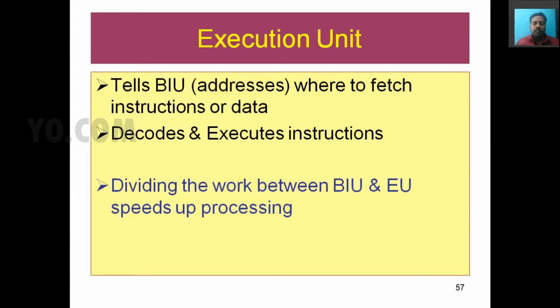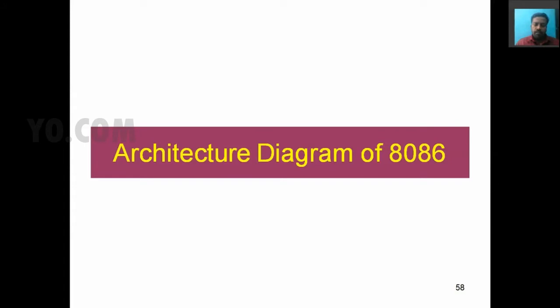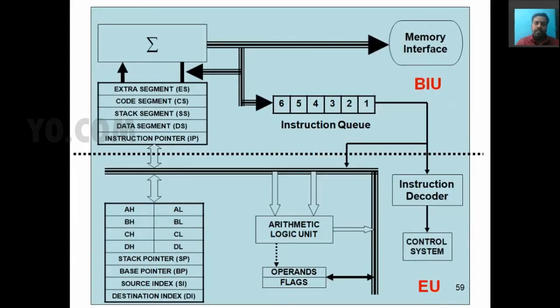Then the total work is divided between the bus interface unit and the execution unit, so both operate at the same time, which increases the speed of operation. That is the basic two units of the microprocessor. Next we are going to see the architecture diagram.